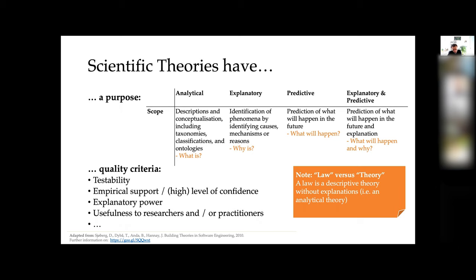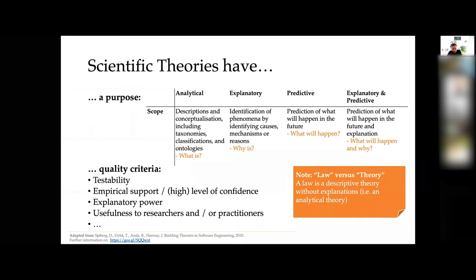Now, moving forward, another purpose for a theory is an explanatory theory. An explanatory theory shows you not only what is, but also what the root causes are, typically represented via cause-effect relationships. An example for requirements engineering would be to show you not only a taxonomy of which problems can occur in requirements engineering, but also which root causes these problems have.